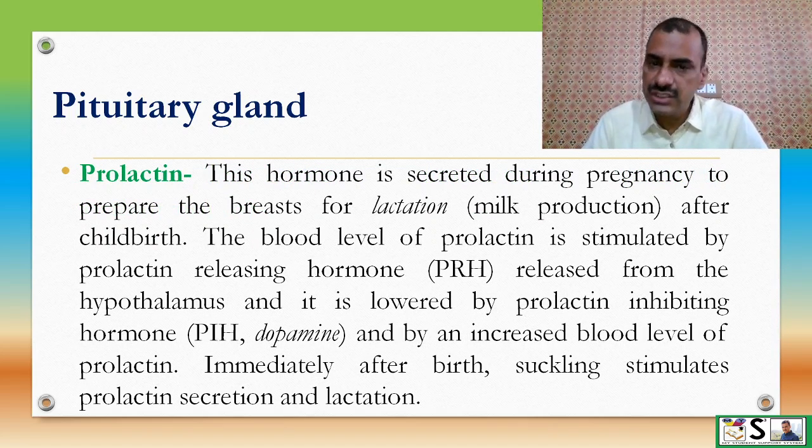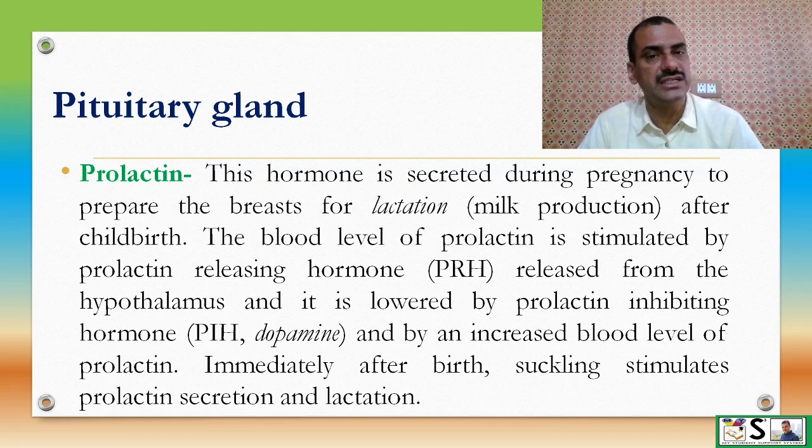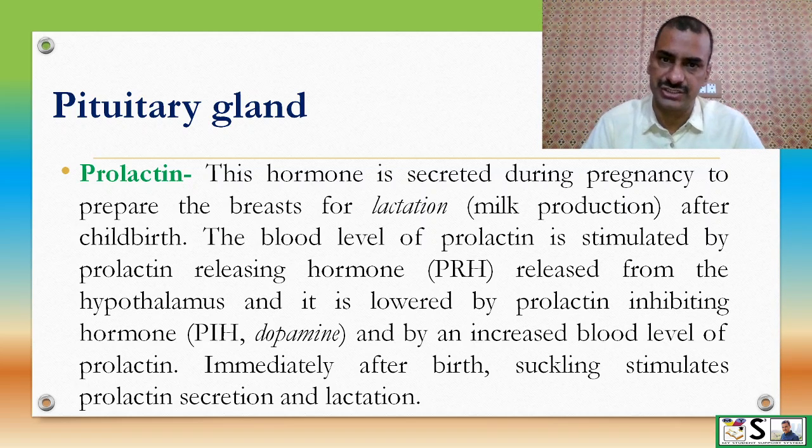Prolactin. This hormone is secreted during pregnancy to prepare the breasts for lactation after childbirth. The blood level of prolactin is stimulated by prolactin releasing hormone, PRH, which is released by the hypothalamus, and is lowered by prolactin inhibiting hormone, which is also secreted by the hypothalamus. Immediately after birth, suckling stimulates prolactin secretion and lactation.